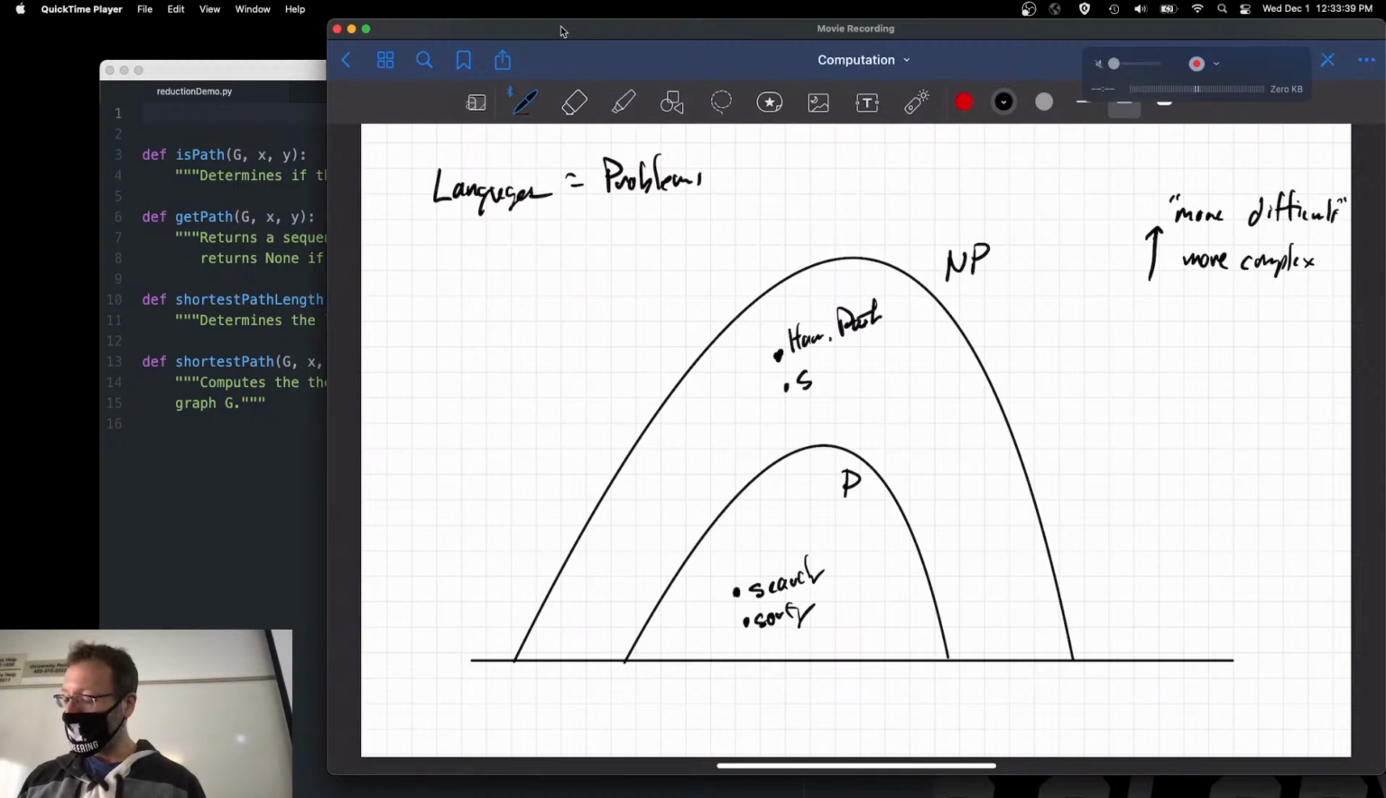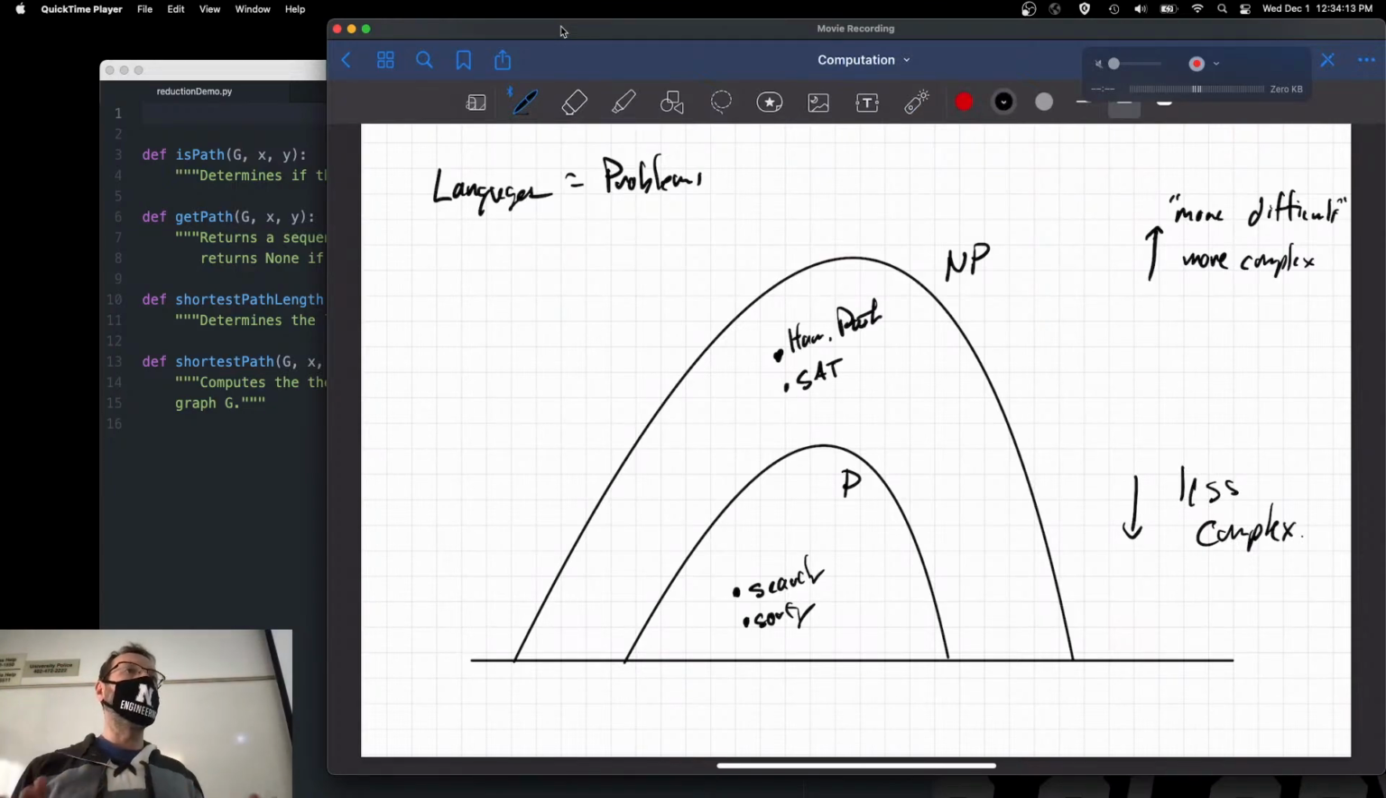What about SAT, satisfiability? We know a brute force version of that, where you can try every single possibility, just like you programmed a brute force for Hamiltonian path on your first assignment. And those are both in NP. But are they in P? That's the big open question. So even though I've drawn it like this, where there are more difficult problems up here, and down here there are less complex problems, it's just a way of thinking about it.